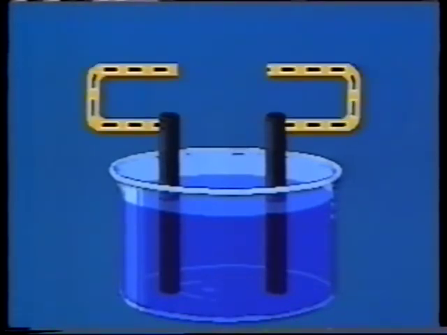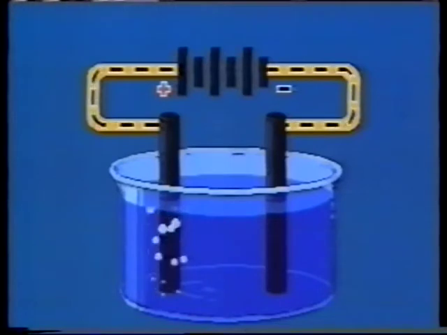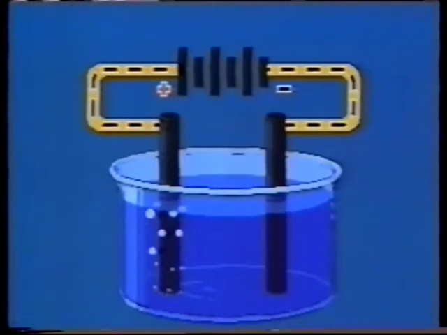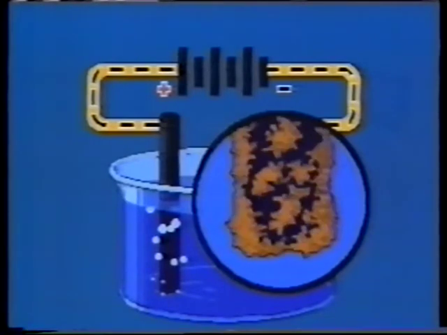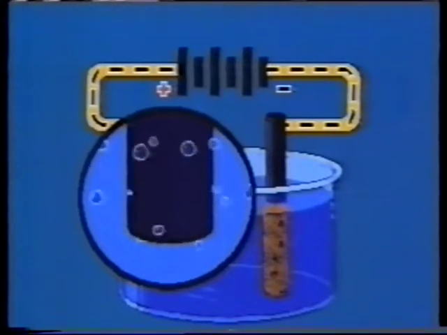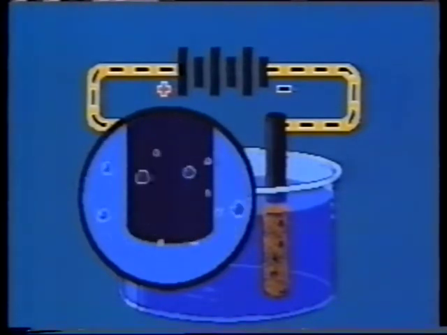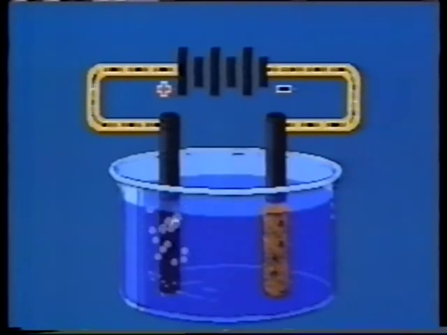Of course, nothing happens. By now we know that they have to be connected for a charge to flow. But we won't stop there. We'll insert a battery in the circuit. Now we've got action. Copper atoms begin to plate out on one electrode. At the other electrode, bubbles are forming. What's happening? Let's explore the electrochemistry.